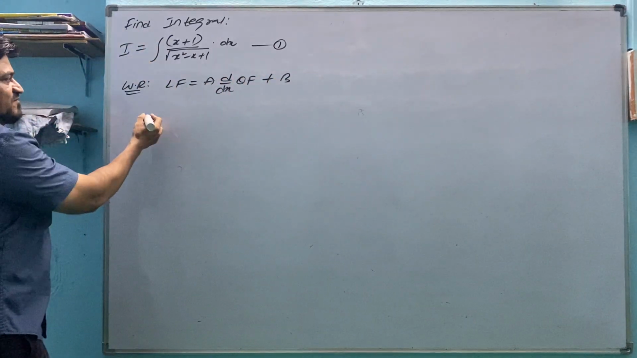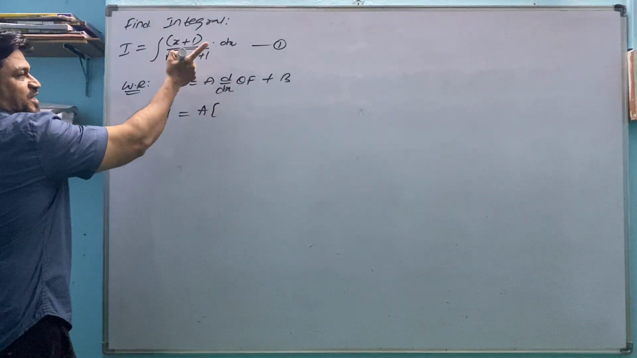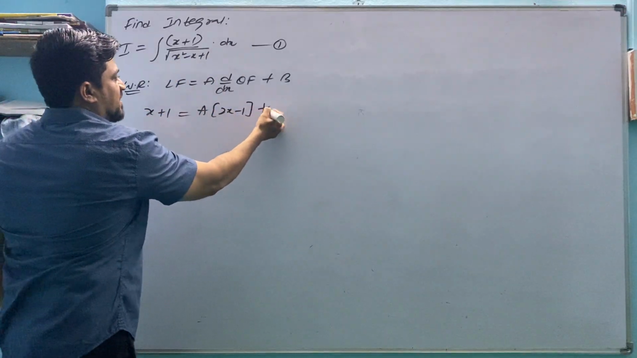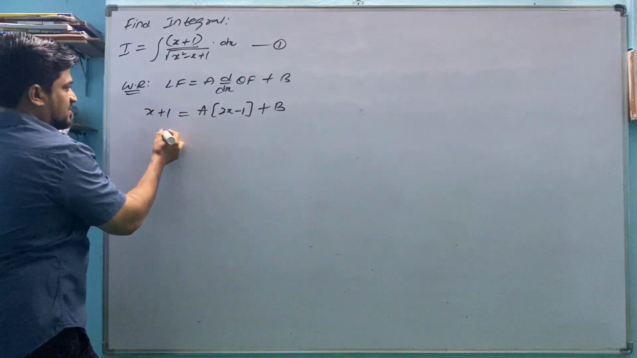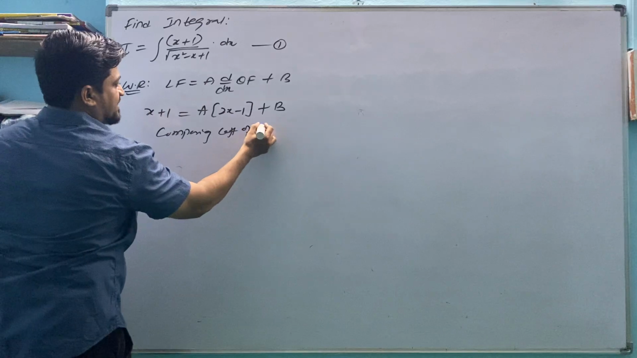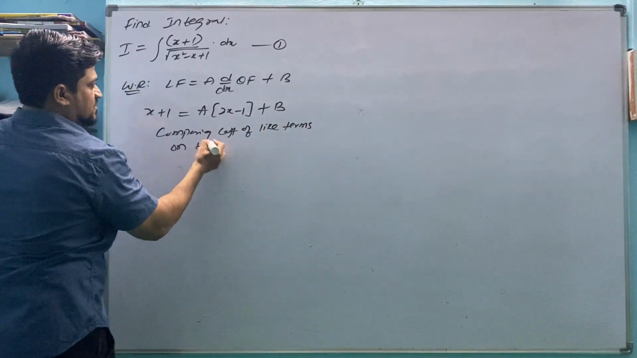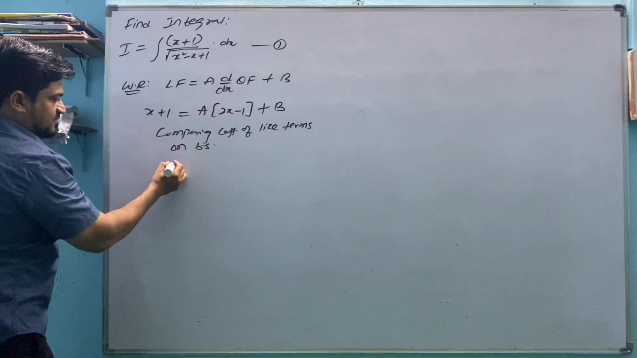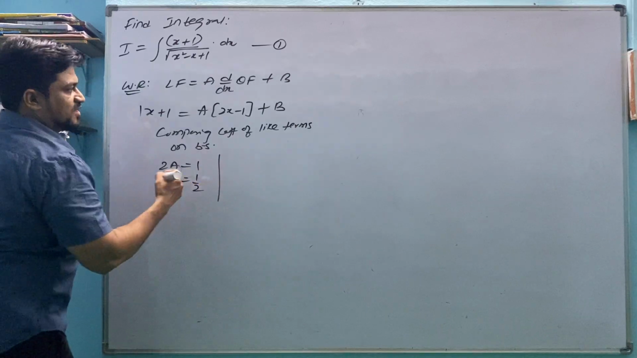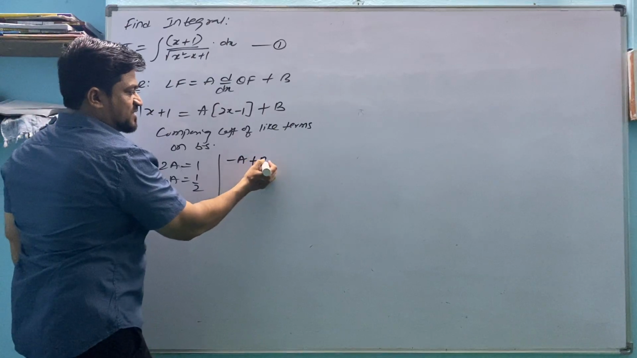So what is the linear function given here? x plus 1 equals a into, derivative of the quadratic function. Don't take the root, just differentiate the function over there: 2x minus 1. Then plus b. Comparing coefficients of like terms on both sides. So what is the coefficient of x here? 2a. Here the coefficient of x is 1. So a is equal to 1 by 2. Then constants: minus 1 into a, minus a plus b. Don't think that b is the only constant.